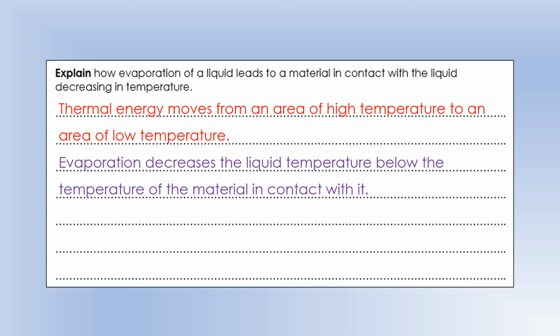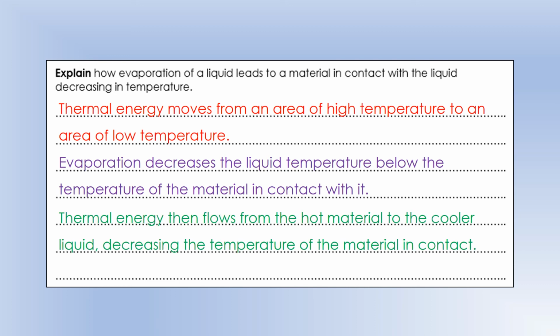So evaporation, if you remember, decreases the liquid temperature, and that means it's going to be decreased below the temperature of the material it's in contact with. So what's going to happen is thermal energy flows from the hot material, so let's say during sweating that's us, to the cooler liquid, that's the water on your skin, and that decreases the material's temperature, essentially.